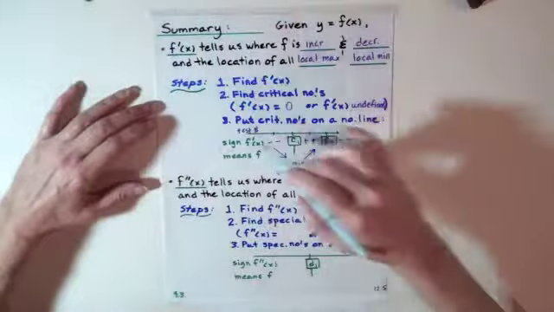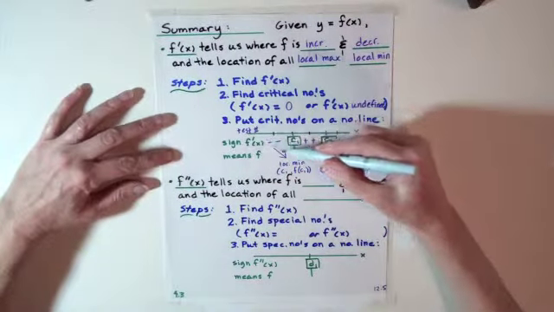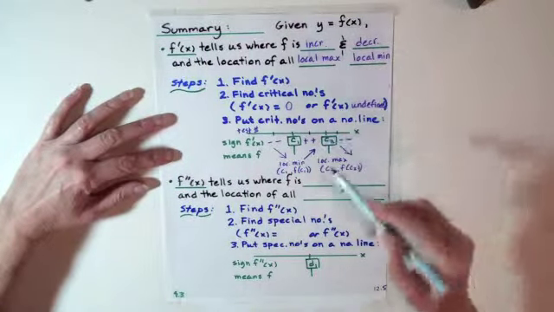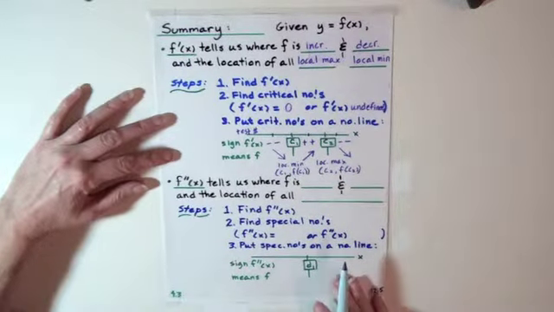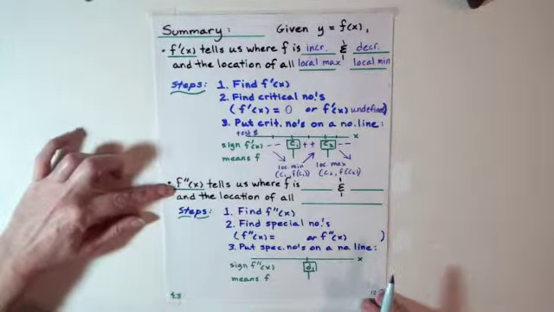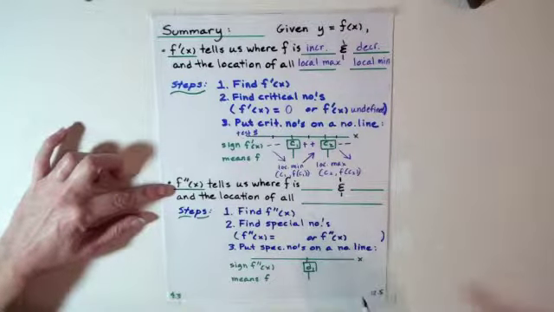Okay, so that's what f prime tells us. It tells us where the function's going down, where it's going up, and the location of all the local max and min. What about f double prime of x? What does that tell us about f and its graph?